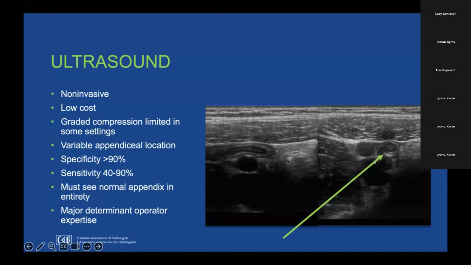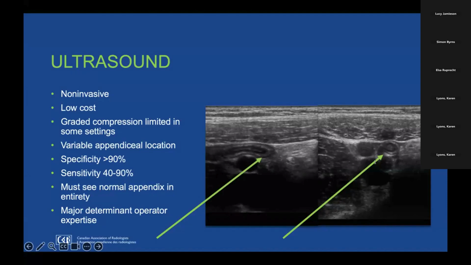Appendicitis can't be entirely excluded unless we see all of the appendix, and that is dependent on patient and operator factors. Operator expertise is really the major determinant of diagnostic performance of ultrasound. And it does have sensitivity comparable to that of CT with expert operators.